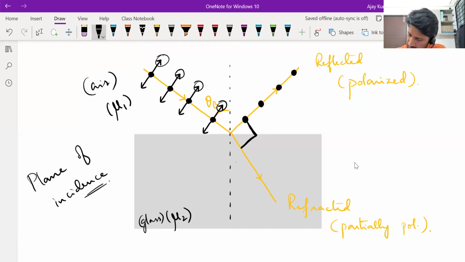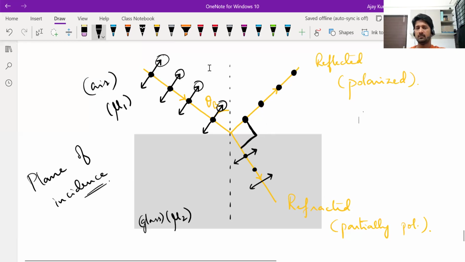So refracted light can be shown like this. At some places you may see only dots, some places you may see only arrows. It's partially polarized. Okay. But reflected light will be perfectly polarized. Is this clear? Now, why or how exactly this happens, you don't have to know. You just need to know what happens.